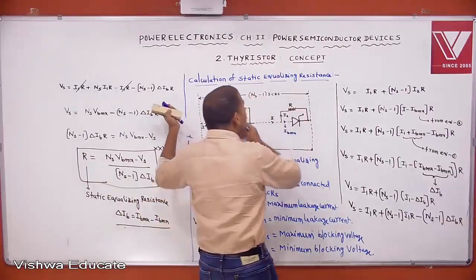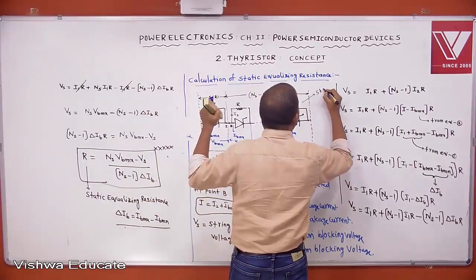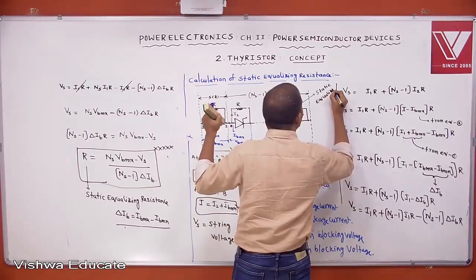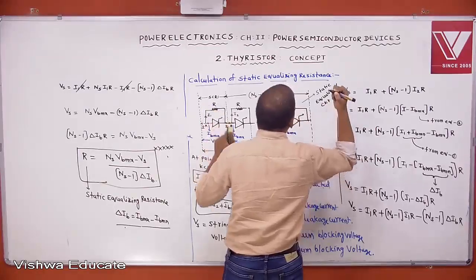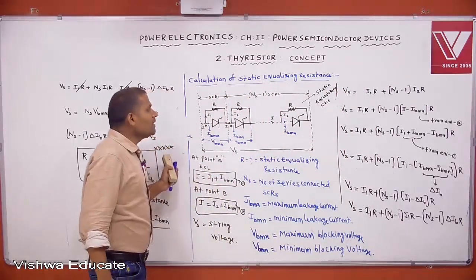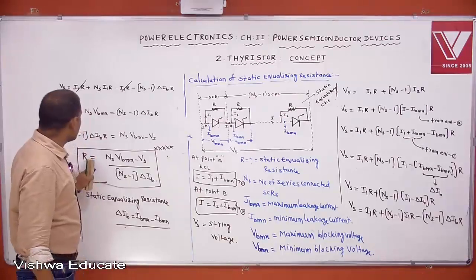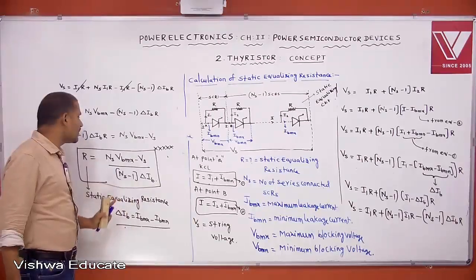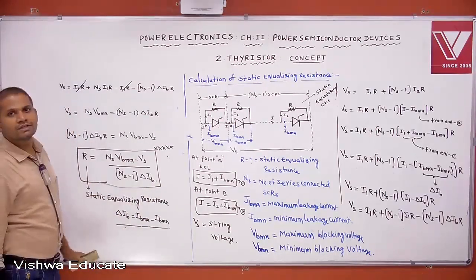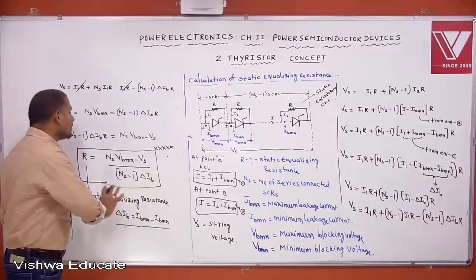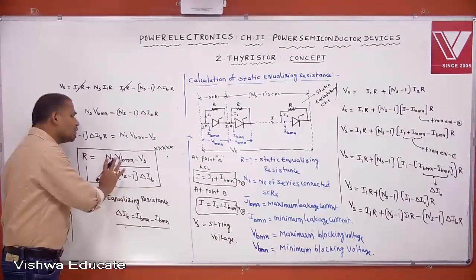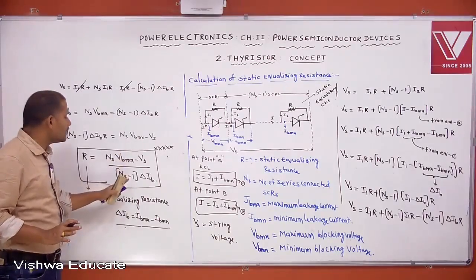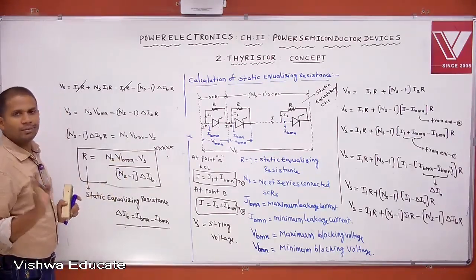And this total circuit is called which circuit? The static equalizing circuit. Then what is the value of that resistance? R equals (NS into VBMX minus VS) by (NS minus 1) into delta IB. This much resistance we can calculate. This is a very important formula, and the direct formula is also important to solve problems. Remember it just like the V by I formula.